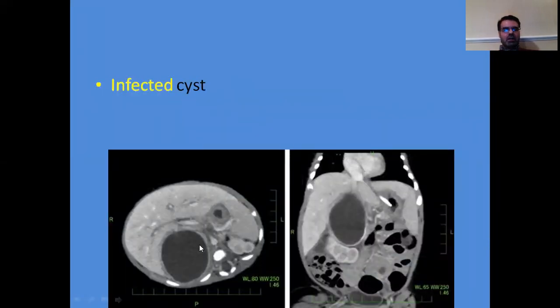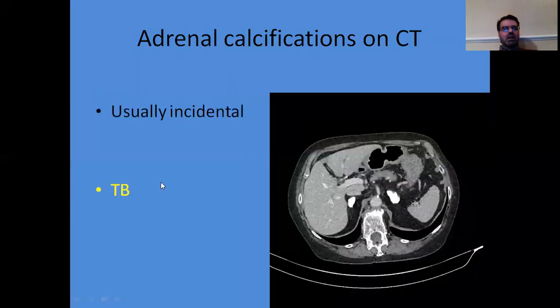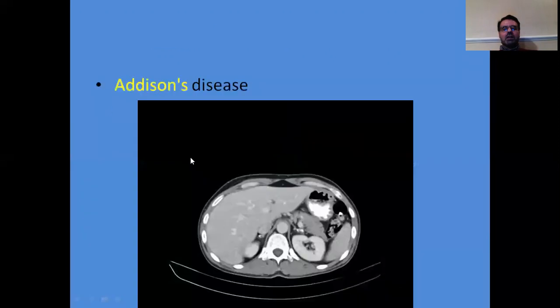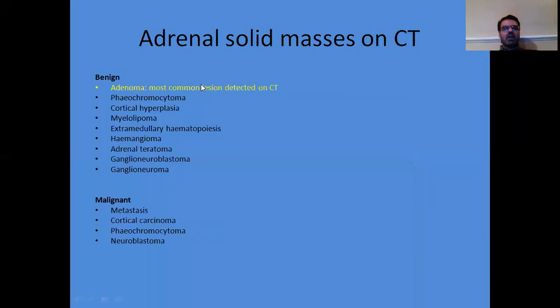Cysts can be infected, as we said. This is a cystic lesion in the right adrenal gland with peripheral enhancement. Calcifications can happen in TB. This is an example of bilateral calcifications in TB, and this is another example of Addison disease, bilateral small calcifications.